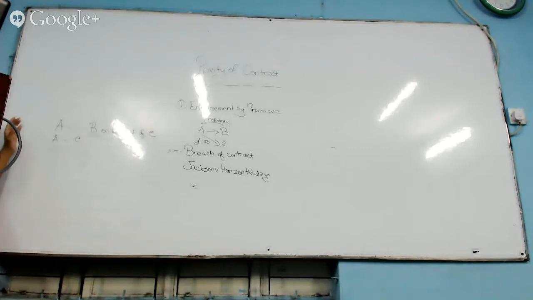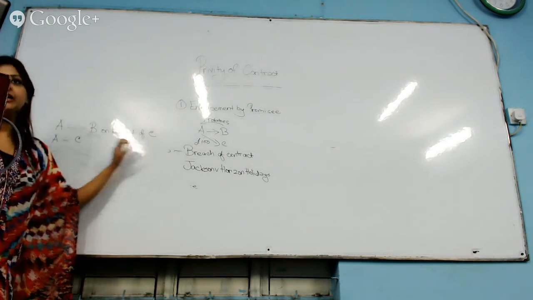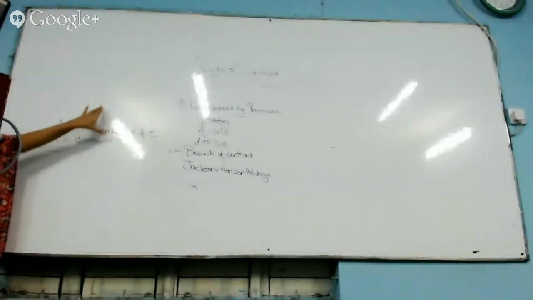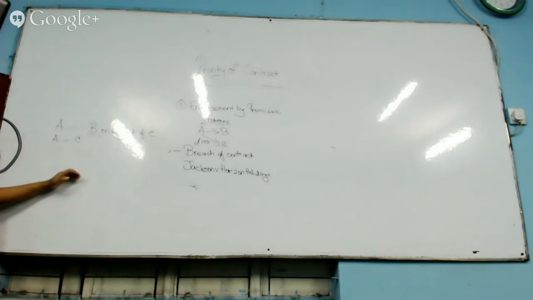He contracts with A. A and B enter into a contract, but B is only an agent of C, right? So ultimately, who are the parties to the contract? According to law, B is just an agent of C. So the contract is between A and C. Clear? Okay. That's agency.